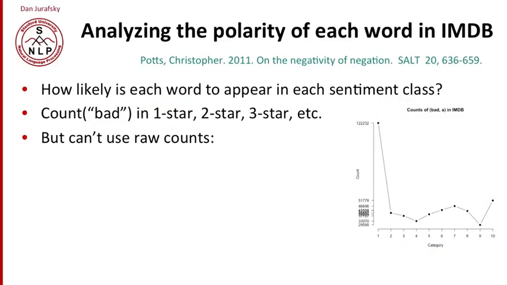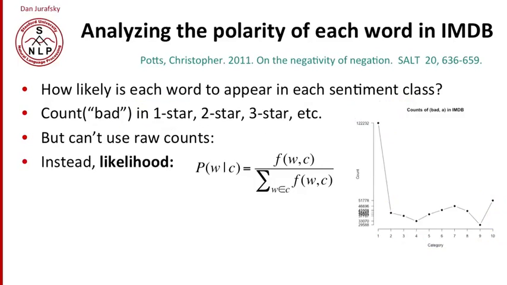So we can't use the raw counts. Instead, we're going to use the likelihood. We're going to take the frequency of the word in the class and we're going to divide it by the total number of words in that class. And that will solve the problem of classes like 9 and 10 in general being bigger, because we're computing the likelihood conditioned on the class size.